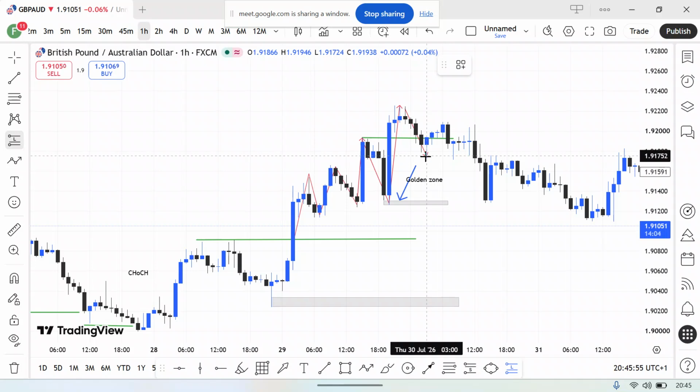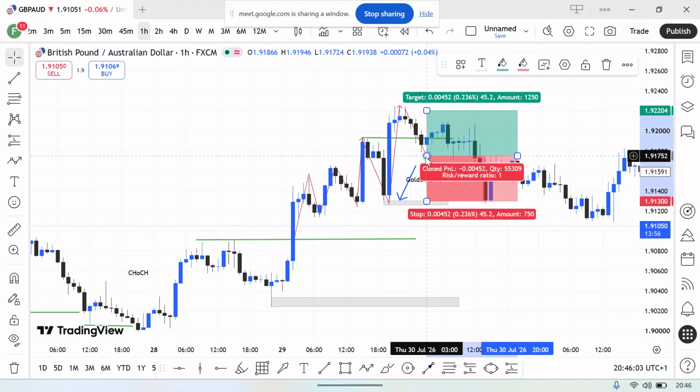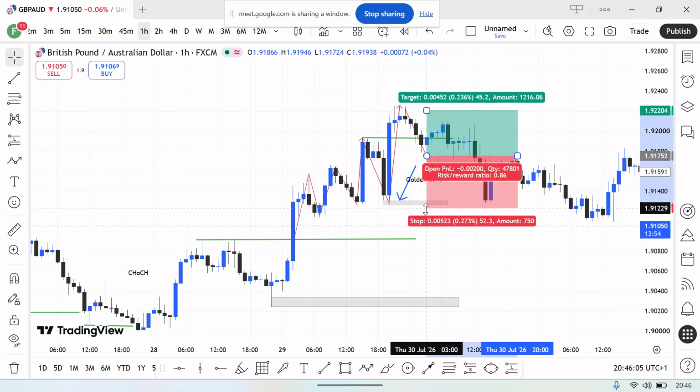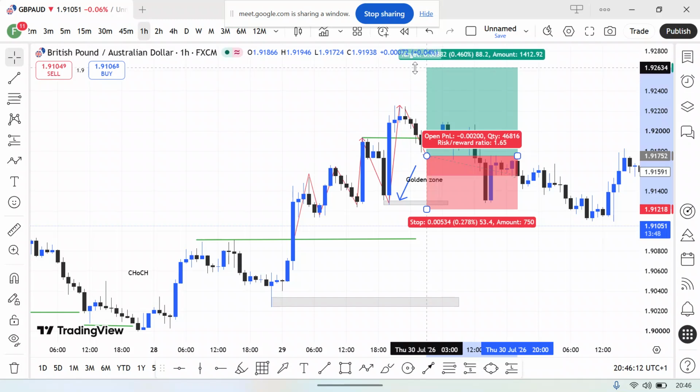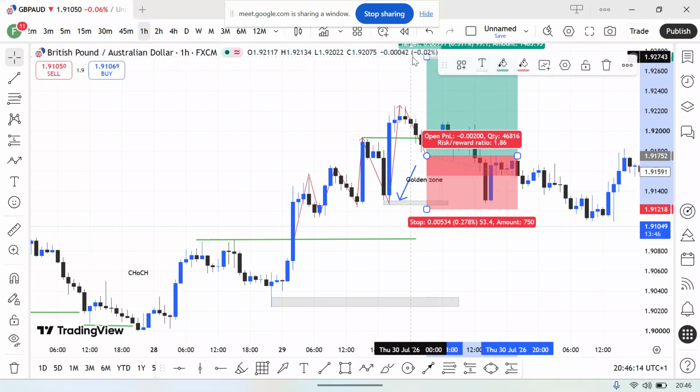Nobody is talking. Did price come into our golden zone? Yes, price came into our golden zone. Perfect. So you buy and place your stop loss a few pips below. Let's say you don't bother about confirmations, you just buy inside your golden zone and target a 1:2.